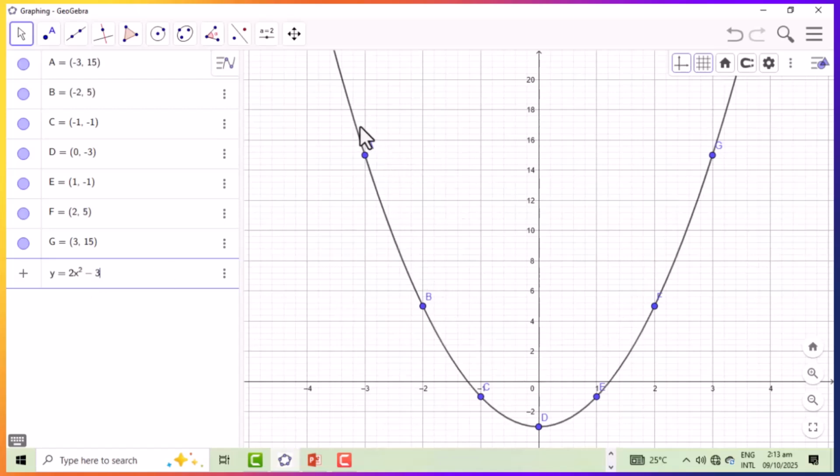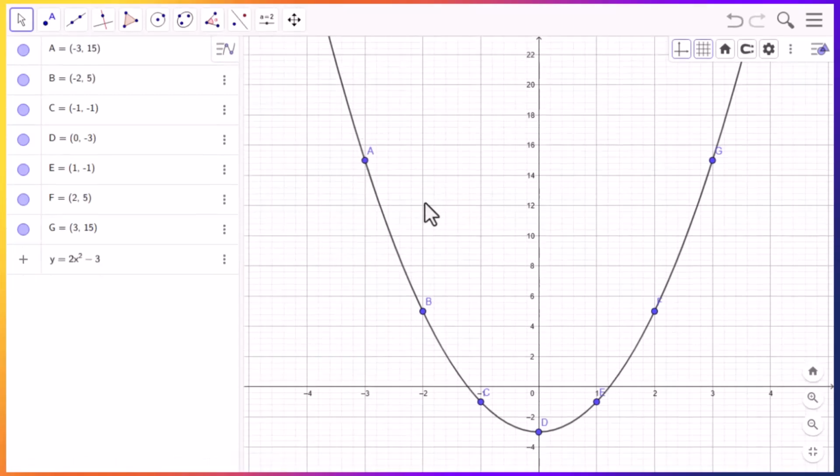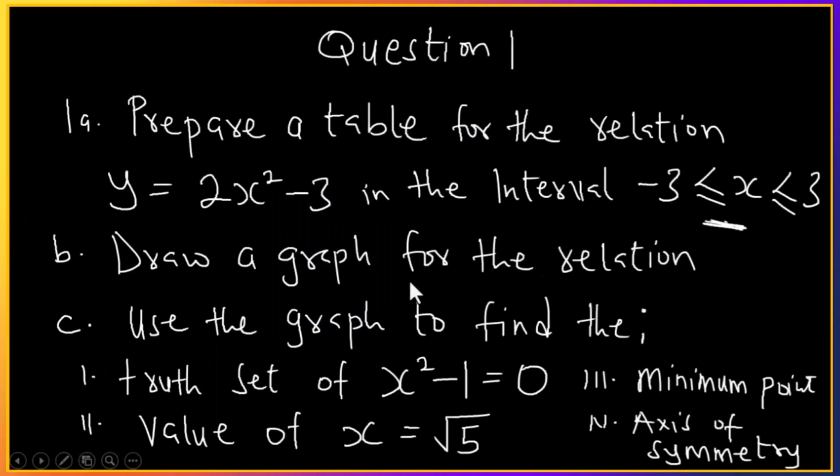So we can now see that the curve is passing through the points. This becomes the graph of the function y equals 2x squared minus 3. So this is the graph of the function. Let's move on by finding the sub questions. We are done with the table, and we are also done graphing the relation. Now we move on to find the subsequent questions.